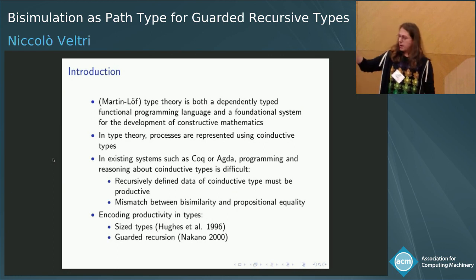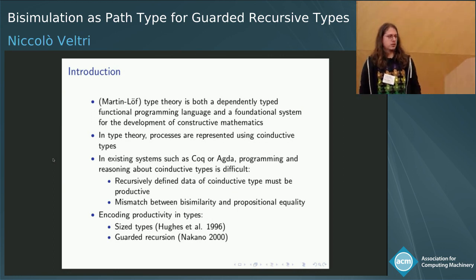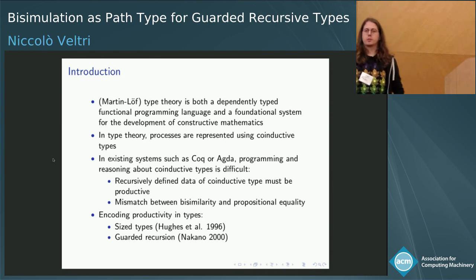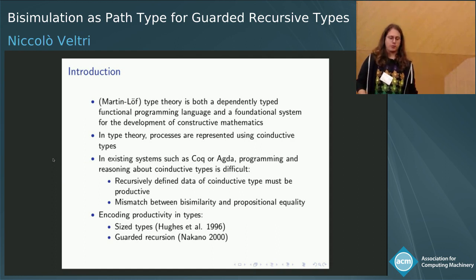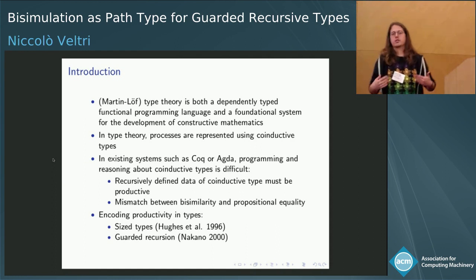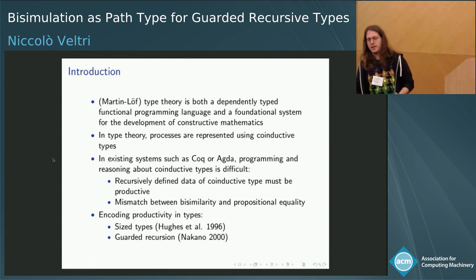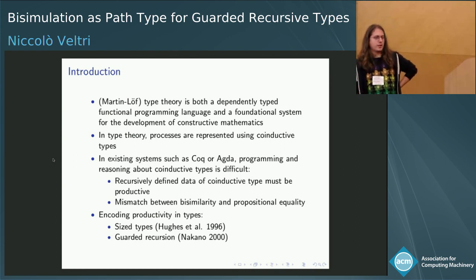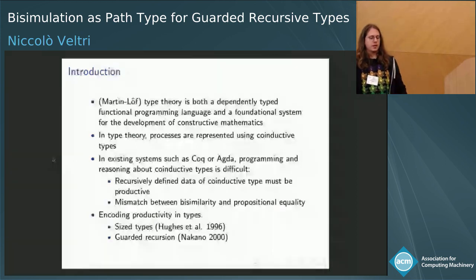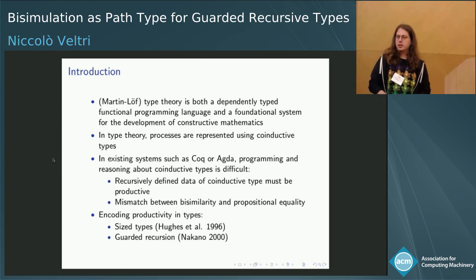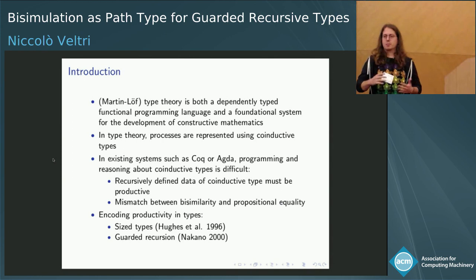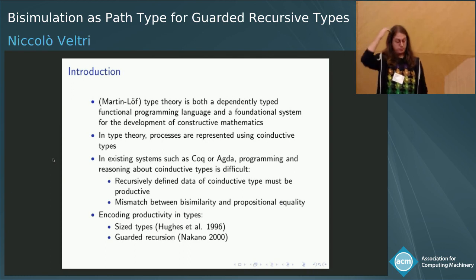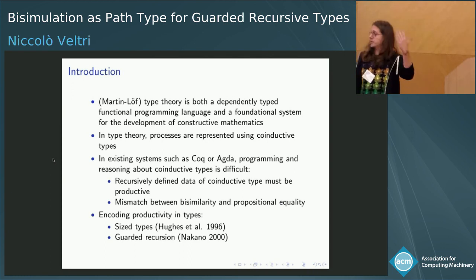I'm highlighting here two reasons for why this is difficult. The first reason is that we have to ensure the productivity of data of coinductive types, meaning that the unfolding of a recursive definition must be computed in finite time. Another issue is with the notion of equality. Processes come with a natural notion of equality, which is bisimilarity, and this usually doesn't match with the notion of equality of the host type system, which is usually some form of propositional equality.